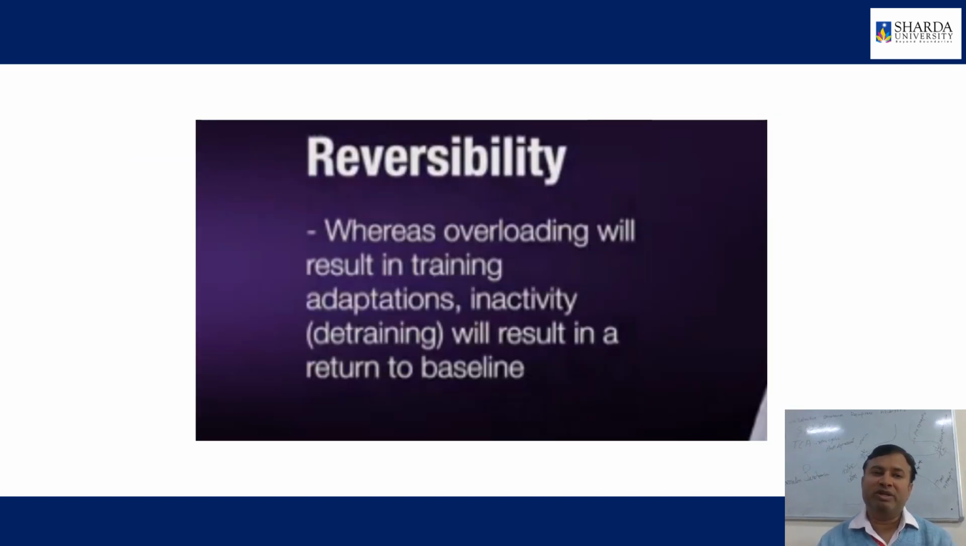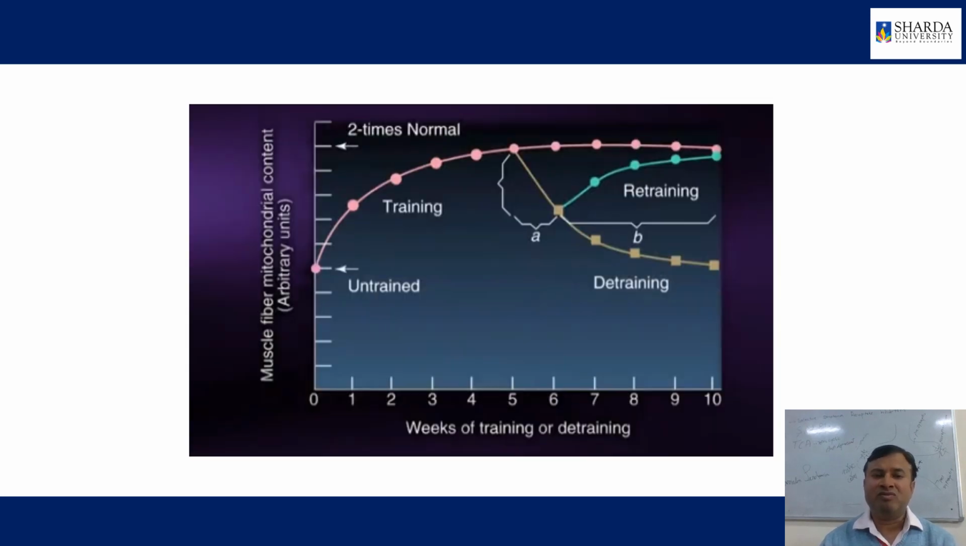So if you are not doing continuous exercise, then another principle is reversibility. That means whereas overloading will result in training adaptation, inactivity will result in a return to the baseline. In this graph, it is showing that if you leave the exercise, then it will fall. That means muscle strength will weaken and VO2 max will also decrease. So here it is shown the number of muscle fibers and mitochondrial content adaptation with weeks of training or detraining. That is the detraining graph, that is training, and it is the retraining graph.